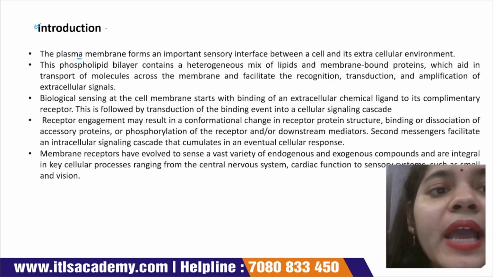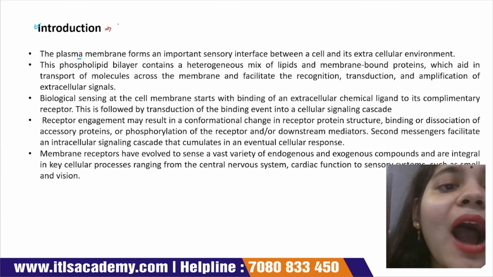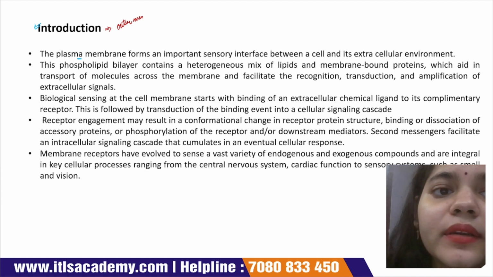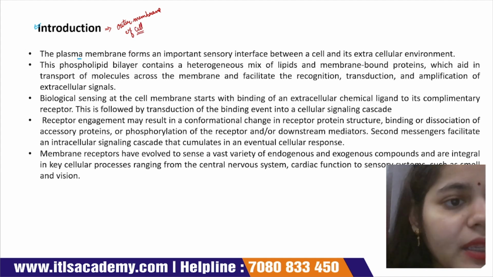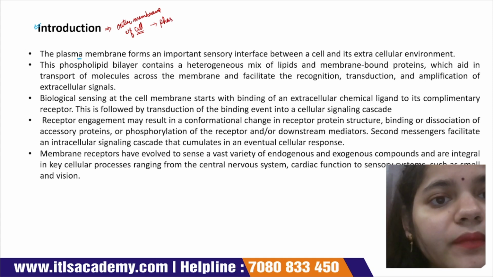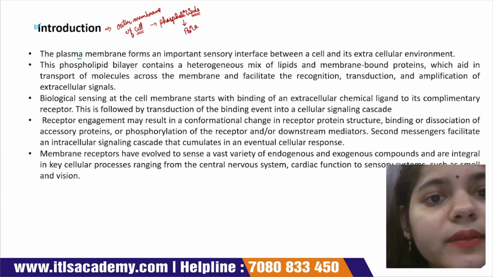What is a plasma membrane? Plasma membrane is the outer surface of the cell. It is the outermost membrane of the cell. It is present in both animal and plant cells. It is made up of phospholipid in the bilayer form. Bilayer means it contains two layers.